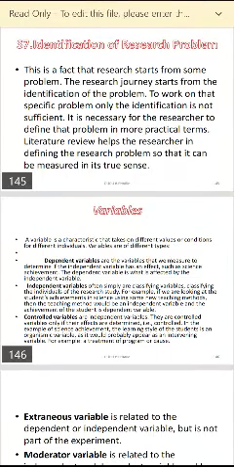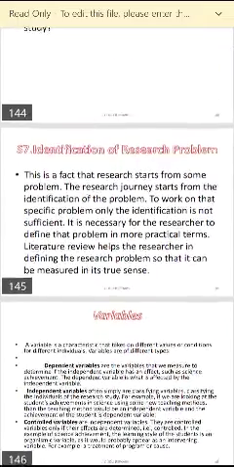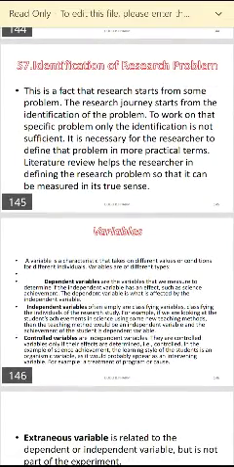Okay, dear student, let's go to identification of research problem. In this, we're going to identify what I call a research problem.